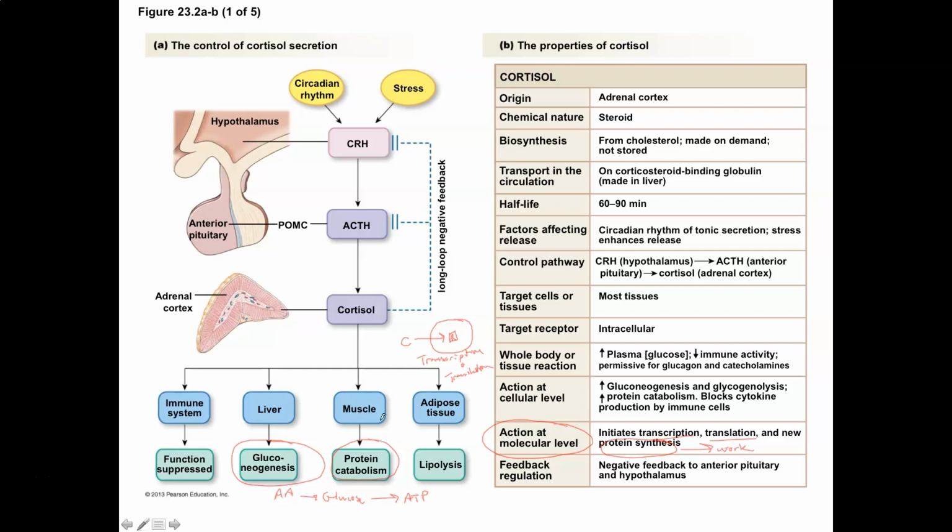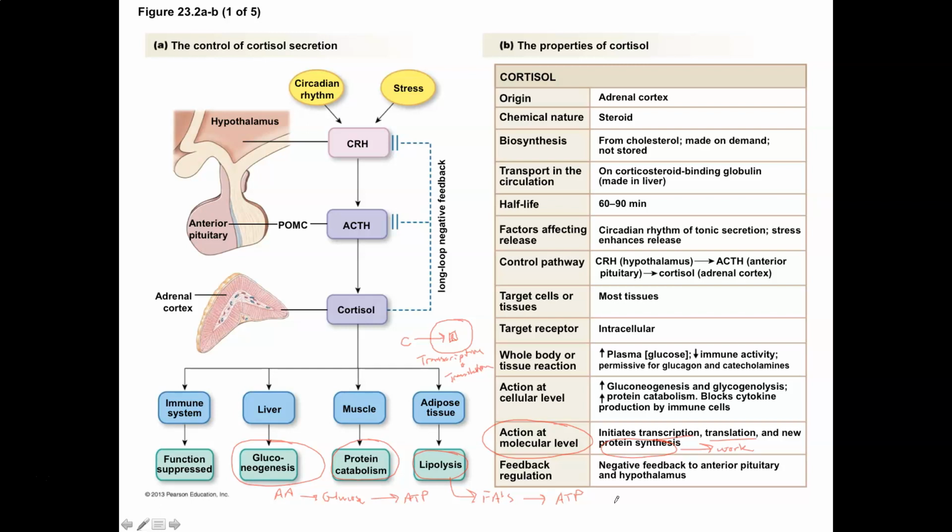Cortisol will also enhance lipolysis. Lipolysis means the breakdown of fats. And of course, that's going to free up fatty acids. And we can utilize those fatty acids through a process called beta oxidation to produce ATP. So it's another way for us to produce energy. And so we're mobilizing those resources to do work throughout the day and to combat stressful situations throughout the day.